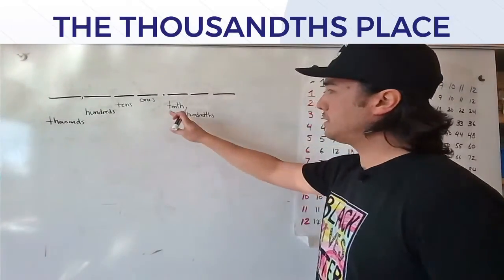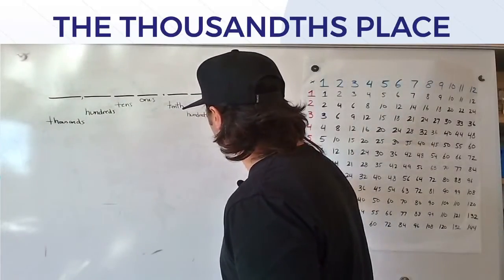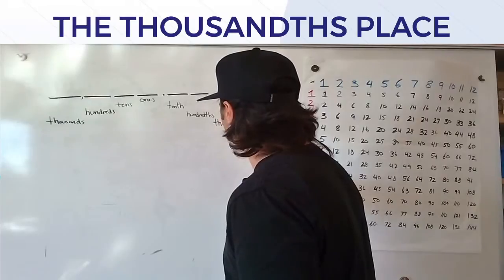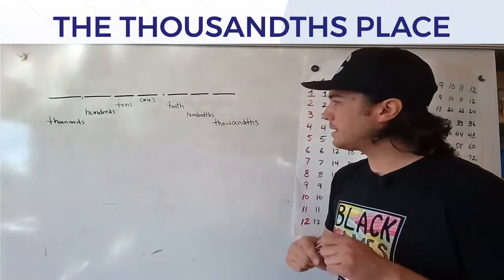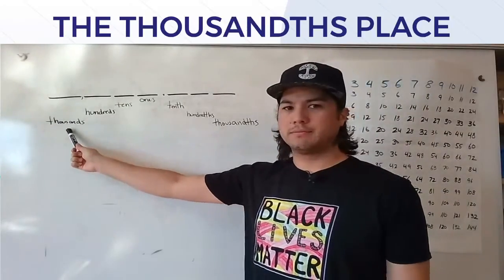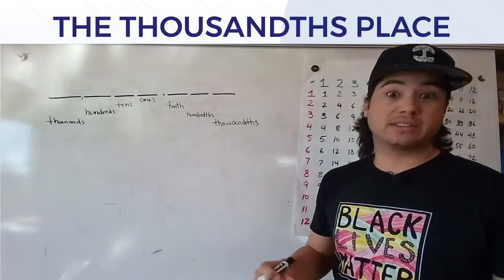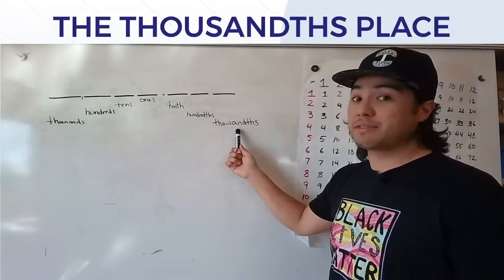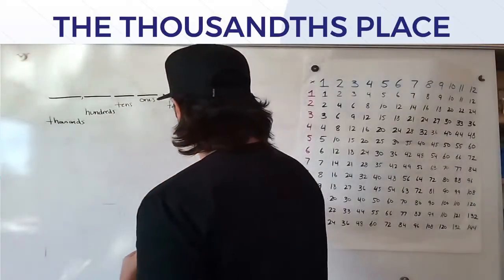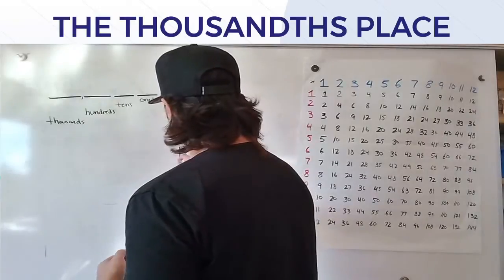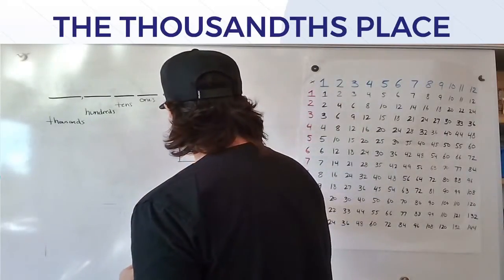So our next place after the tenths and the hundredths is the thousandths, or the 1,000ths if you want to be more specific. Just like 10 hundreds equals 1,000, it's the same relationship, except now it's in reverse, where 10 thousandths equals 1 hundredth. And to visualize that again, we're thinking about dividing up one thing into 10 pieces.